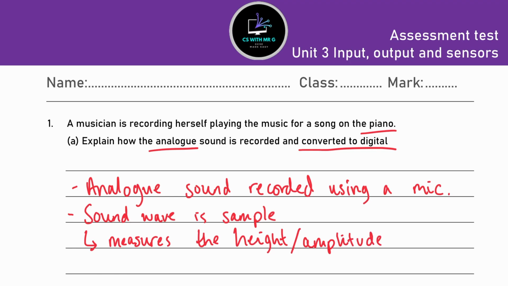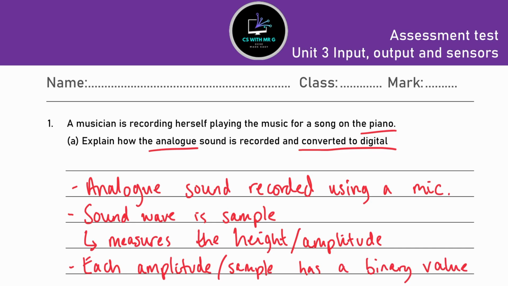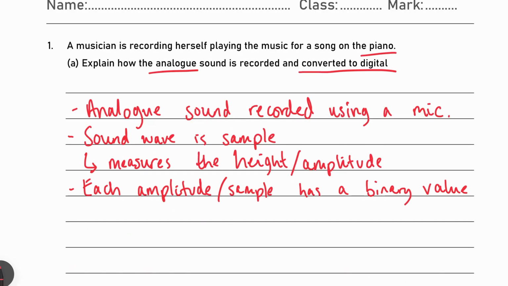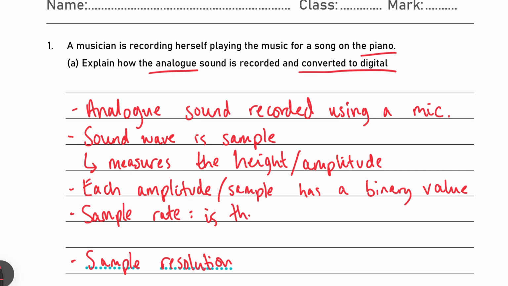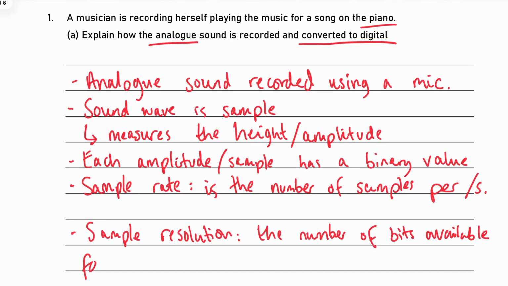And then we need to say that each amplitude or each sample has a binary value, where we then need to mention 2 keywords from the audio lesson, which is sample rate and sample resolution. And of course, we have to define what these terms mean, where the sample rate is the number of samples per second, and the sample resolution is the number of bits available for each sample.